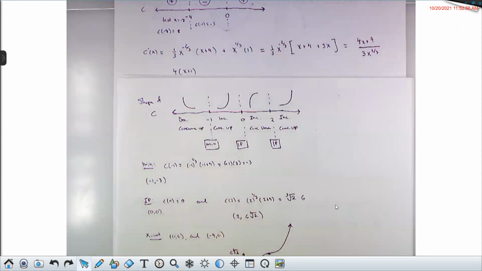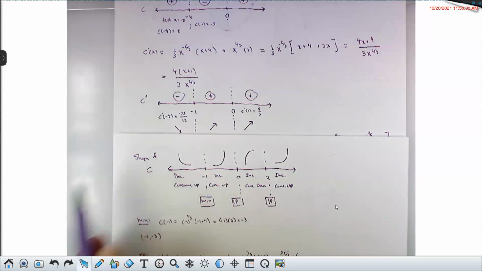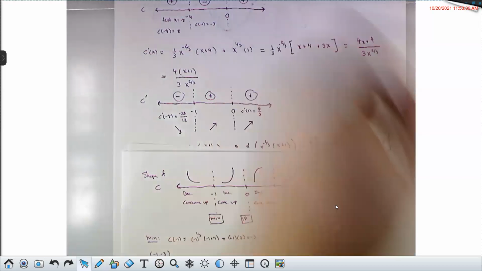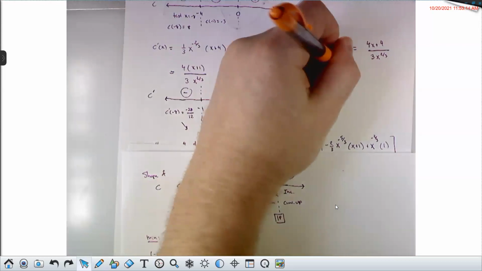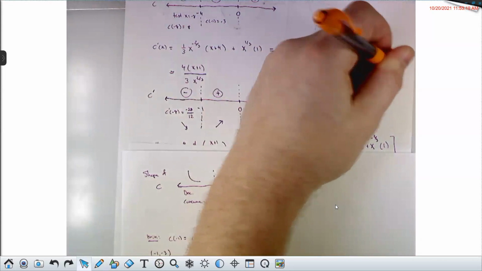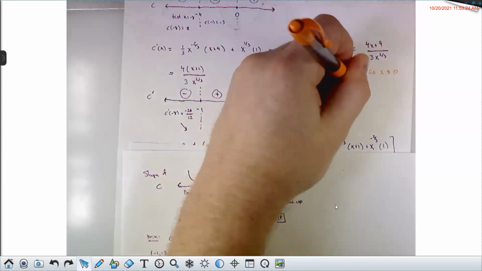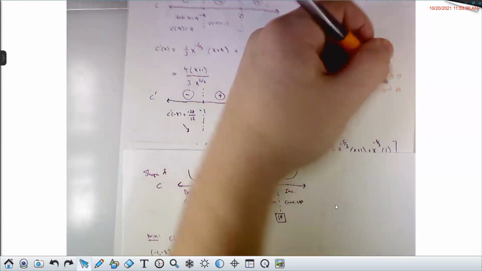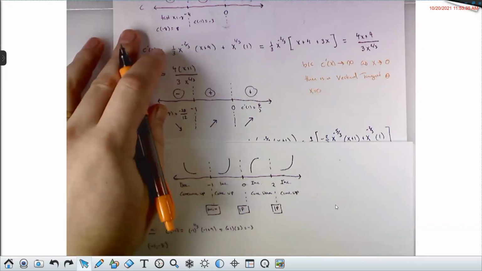So those critical numbers, those places where your derivative is equal to 0 or undefined, those are either going to be horizontal tangent lines or vertical tangent lines. And because C primed of X goes to infinity as X goes to 0, there is a vertical tangent at X equals 0. So that information comes from the first derivative.